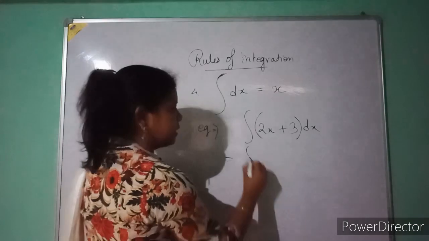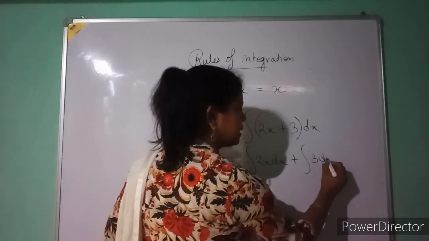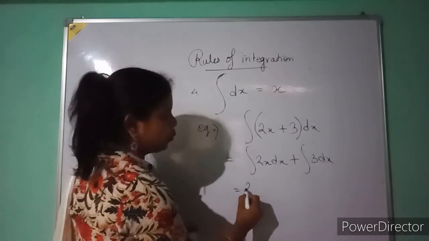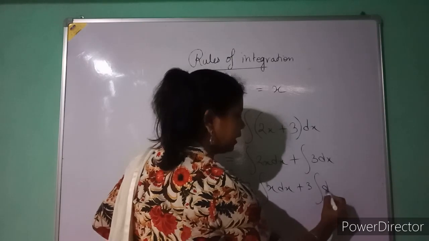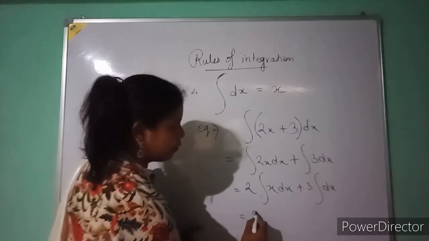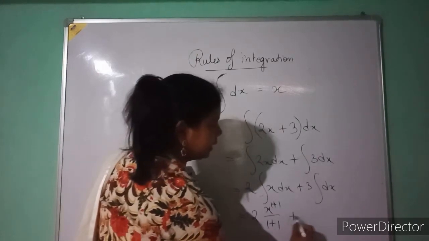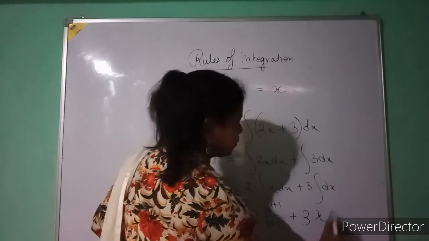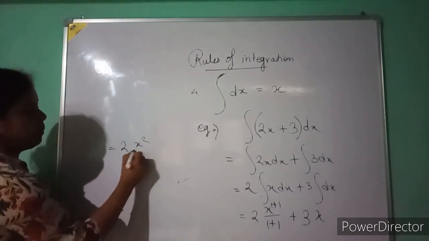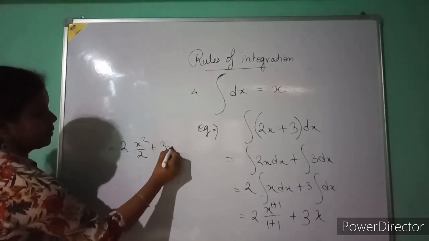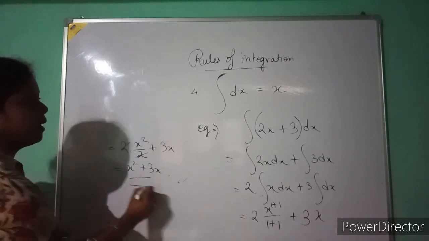Then I can write this as integration of 2x dx plus integration of 3 dx. Is it okay? So what will happen? 2 will come out, integration of x dx plus 3 integration of dx will be there. So I can write from here 2 x to the power 1 plus 1 divided by 1 plus 1, then 3 into x will come. So my answer will be what? 2 into x square by 2 plus 3x. So 2 will cancel out, it will be x square plus 3x is the answer.